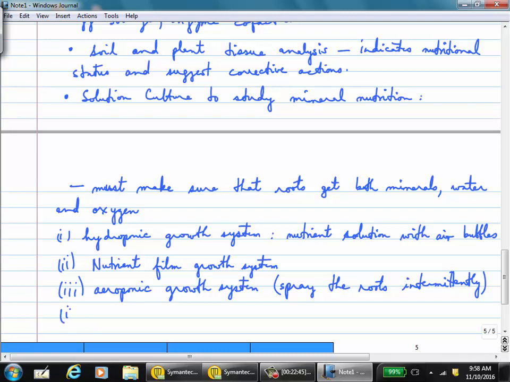And the last method that is used is what is called the ebb and flow system, where you have the solution rising up, immersing the roots, and then coming down. So the roots get air. So, ebb and flow system. If you interact with some plant biologists, you will see they are using one of those systems to grow those test plants in the lab. Any questions?